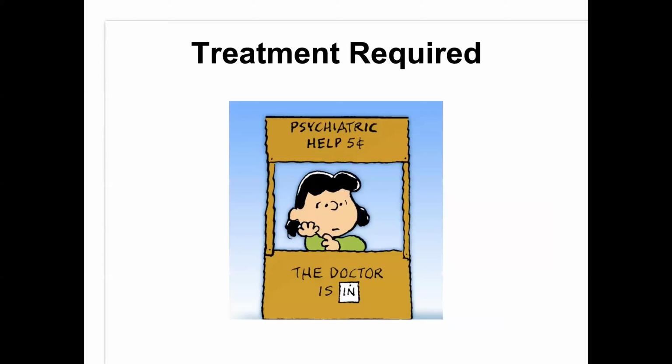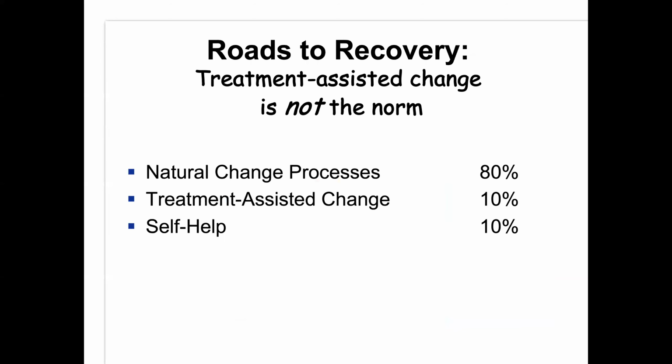Is treatment required? Another assertion of the dispositional disease model. Are there non-treatment pathways out of substance abuse? Roads to recovery. Again, data indicate a yes answer. In fact, the norm for successful change is natural change. Only 10% of the successful changers utilize treatment, and another 10% self-help, such as AA.